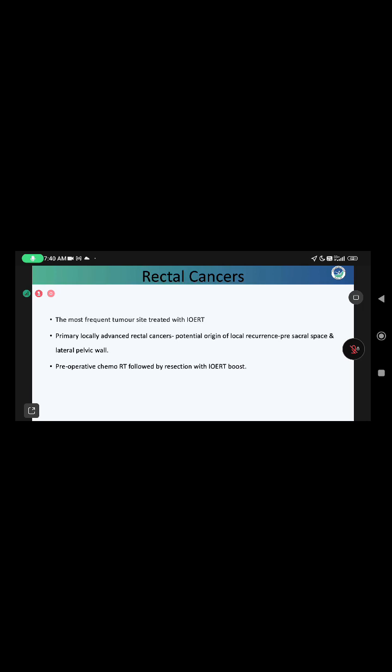We all know that the potential sites of recurrence in case of rectal cancers are the presacral space and the lateral pelvic wall. So these areas can be boosted with electron beam radiation during the OT, and we can get as high a local control as with the other rectal cancers without the positive margin. So the flow of treatment would be like this: preoperative chemoradiation followed by resection 4 to 6 weeks after the treatment, along with electron boost during the surgery.